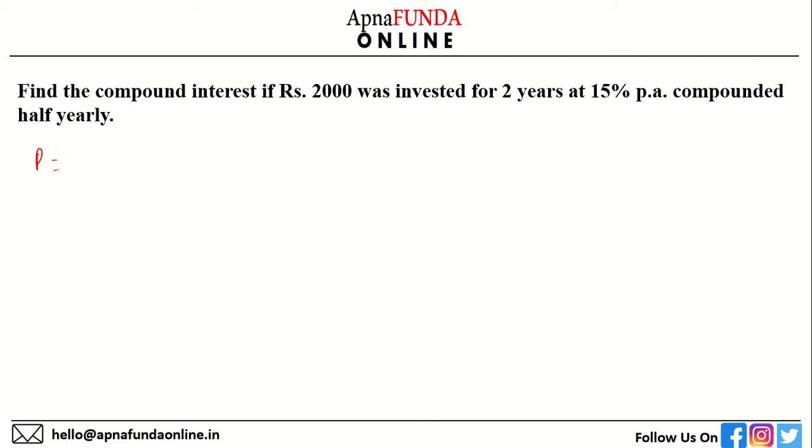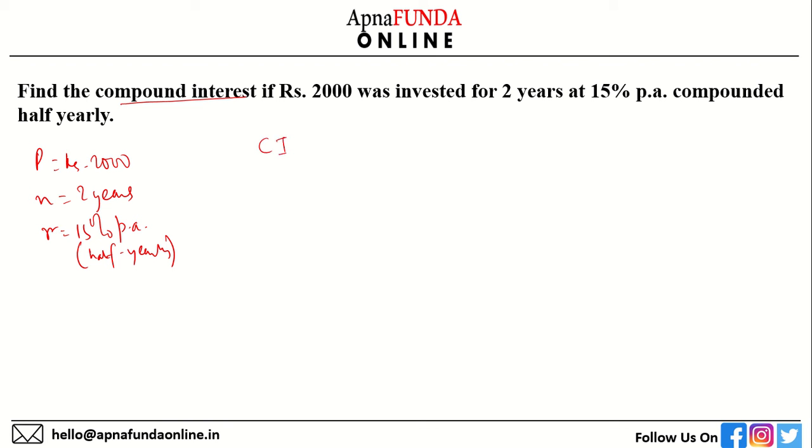So what is given is principal is rupees 2000. It is invested for a time period of 2 years and the rate of interest is 15% per annum compounded half yearly. This is a very important information. Do not neglect this. Do not forget this whenever you are solving such a question. Correct? Now, we need to calculate the compound interest.